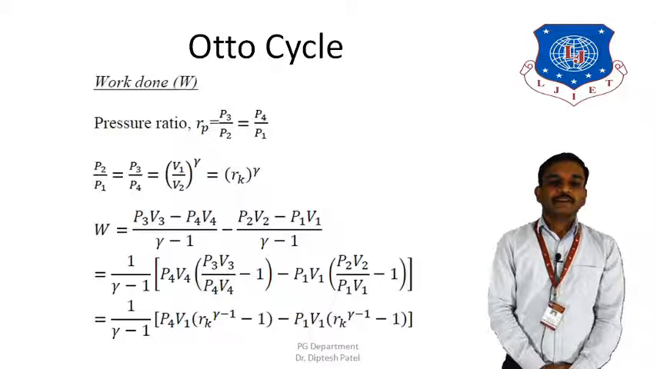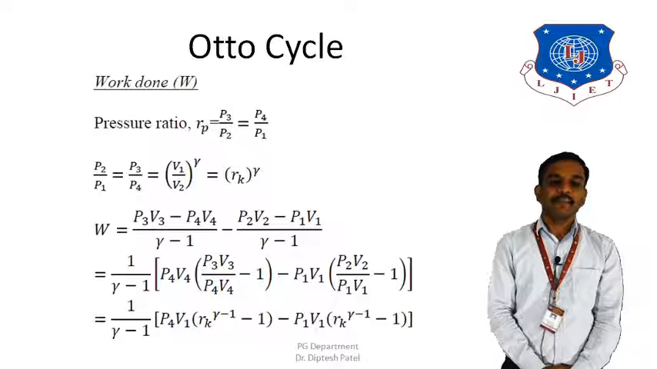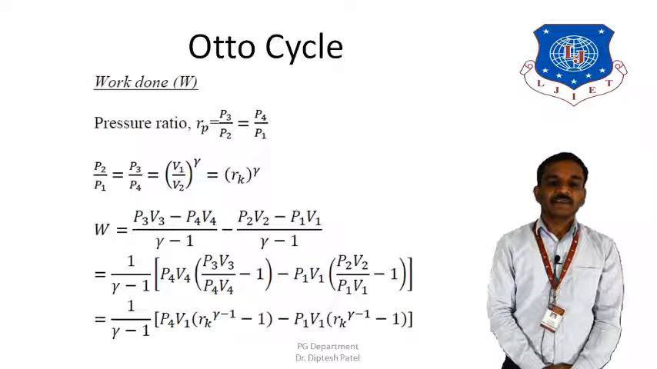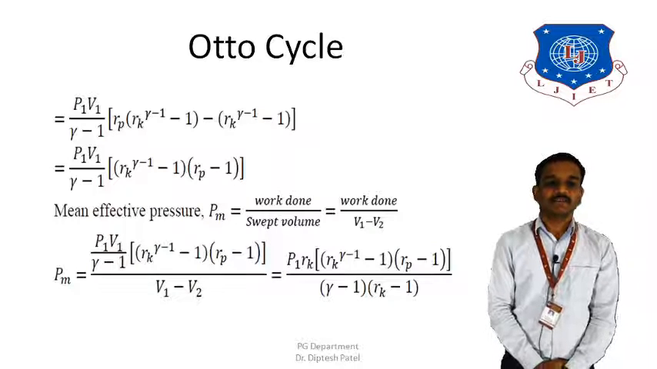Now let's make the formula for work done, that is (P3V3 - P4V4)/(gamma - 1) - (P2V2 - P1V1)/(gamma - 1), and that can be written as, we are going to take 1/(gamma - 1) common out, so that can be written as 1/(gamma - 1) [P4V4 (P3V3/P4V4 - 1) - P1V1 (P2V2/P1V1 - 1)], and that is equal to 1/(gamma - 1) [P4V1 (Rk^(gamma-1) - 1) - P1V1 (Rk^(gamma-1) - 1)]. So that is work done.